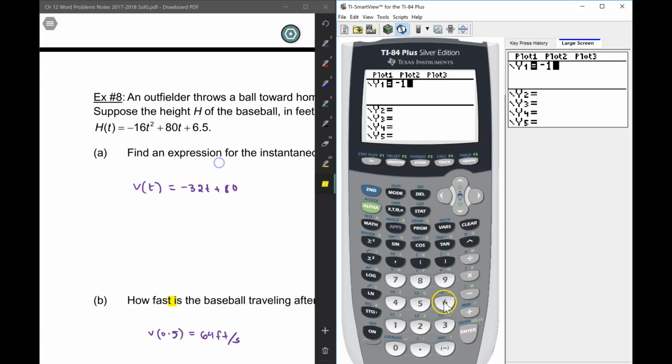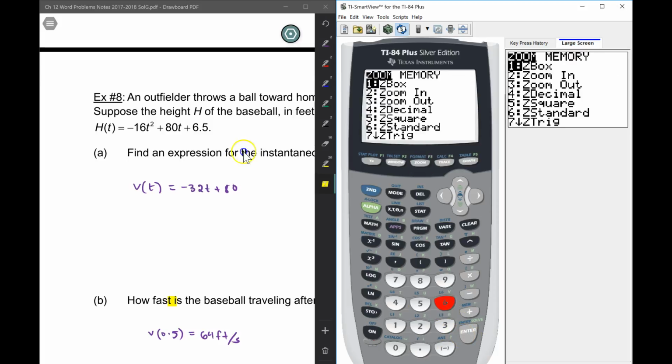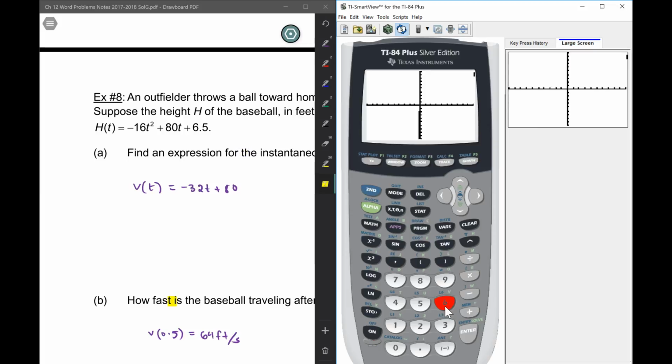So negative 16 x squared plus 80 x plus 6.5. Possible window size: let's do zoom 6, standard, so we reset everything. That's useless, right? Why? What's the independent variable here? The horizontal axis, what does it represent?